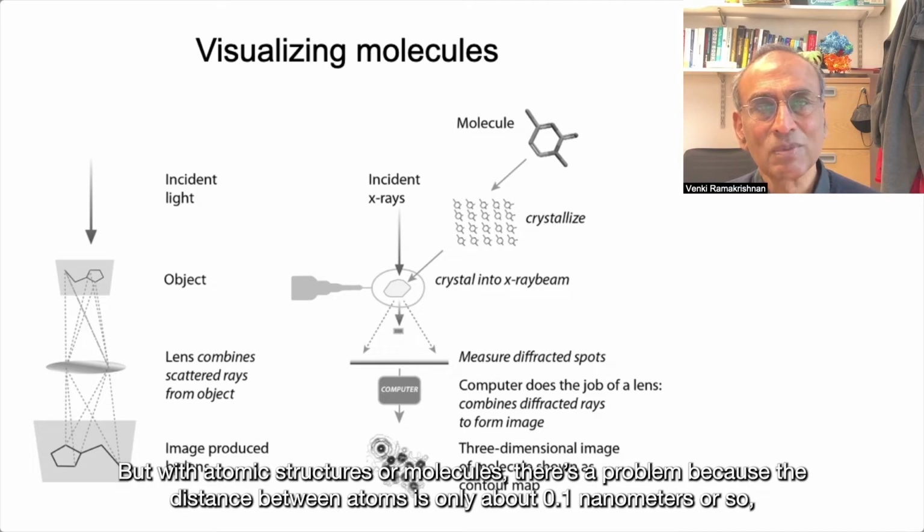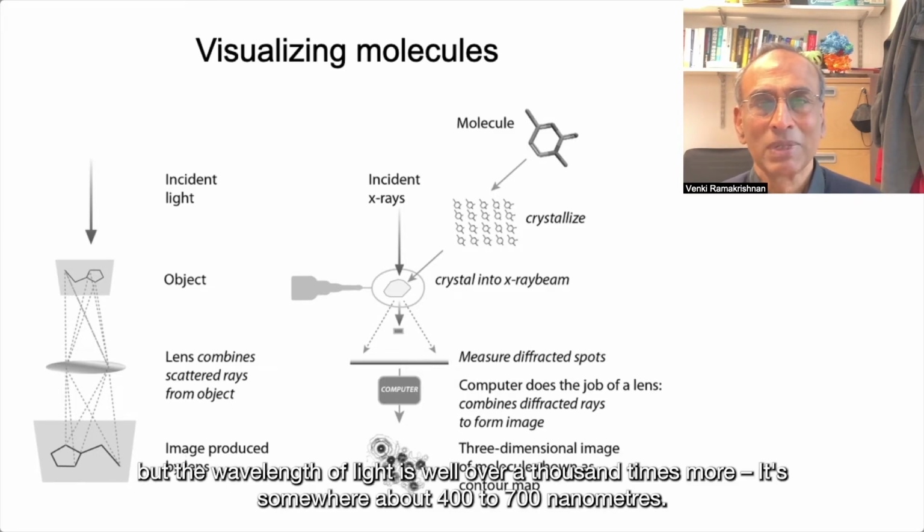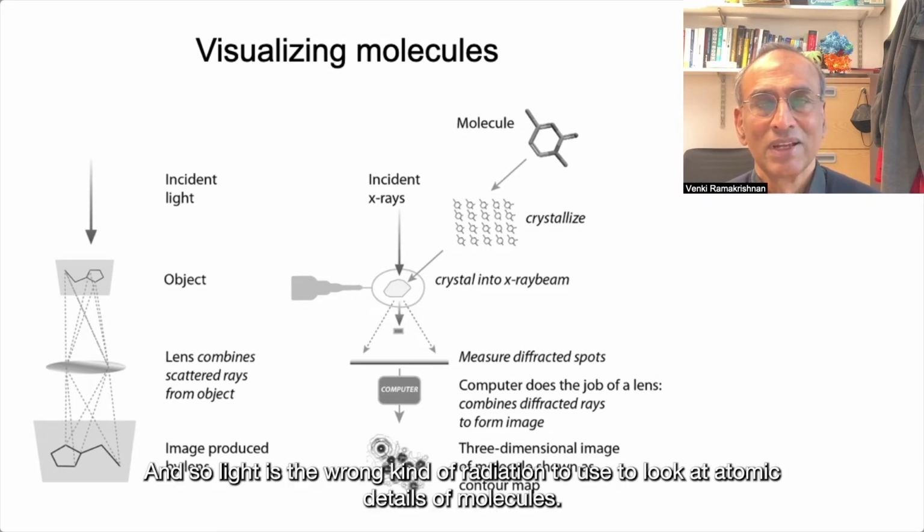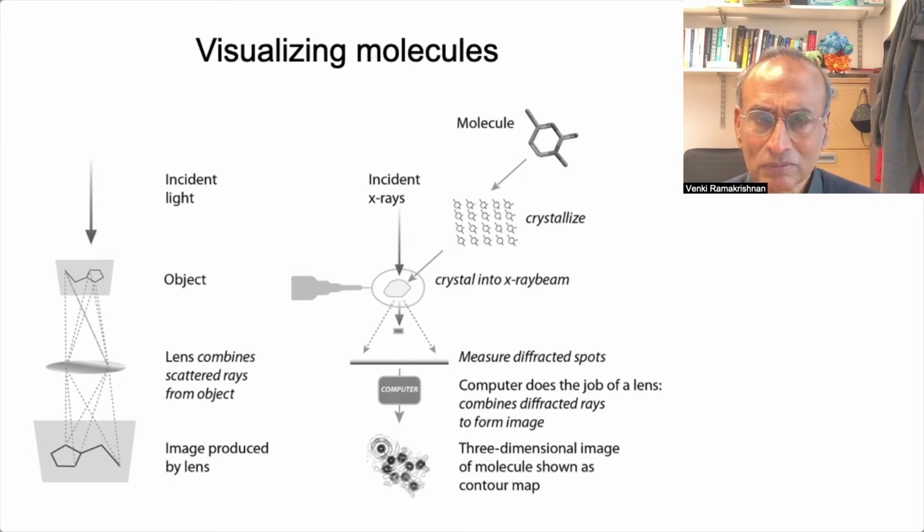atomic structures of molecules, this is a problem, because the distance between atoms is only about 0.1 nanometers or so, but the wavelength of light is well over 1,000 times more. It's somewhere about 400 to 700 nanometers. And so light is the wrong kind of radiation to use to look at atomic details of molecules.